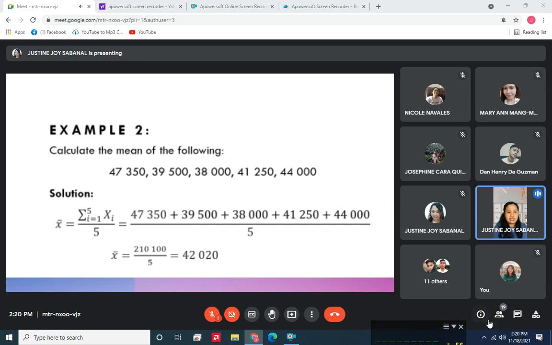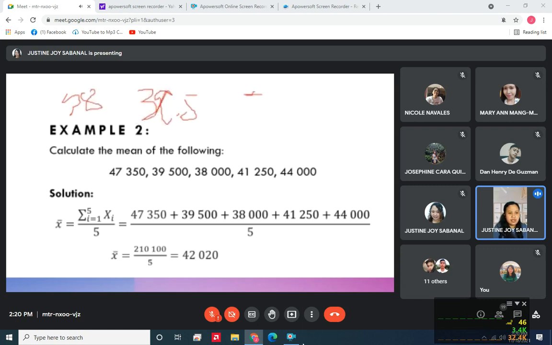So, kung i-try natin i-arrange yung information according to their magnitude. So, start tayo with 38,000. Then, sunod po ay yung 39,500. Then, we have 41,250. Tapos po yung 44,000 at saka 47,350. So, kung malolocate natin, ito yung first, second, third.